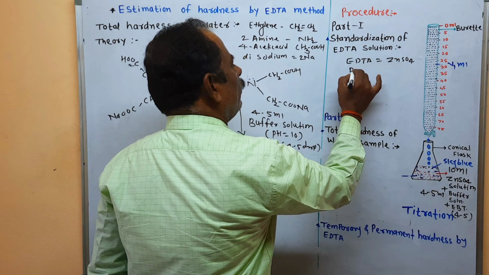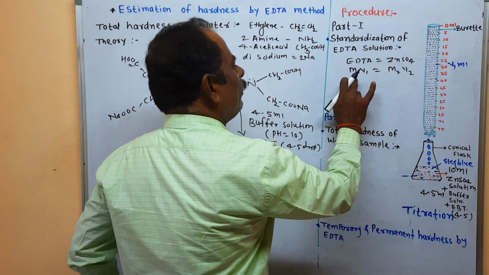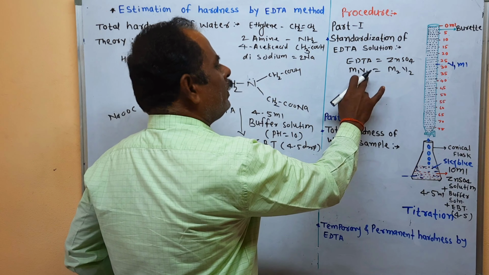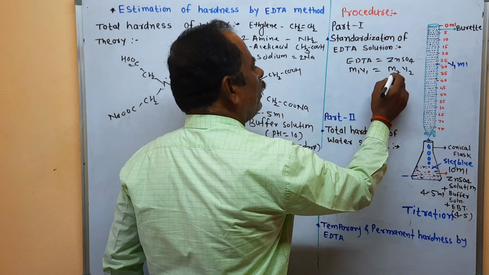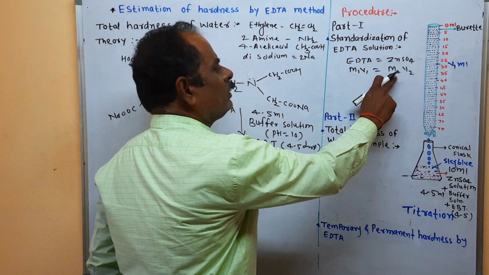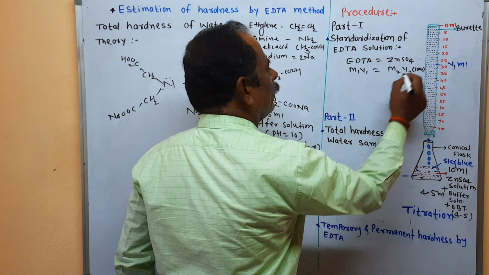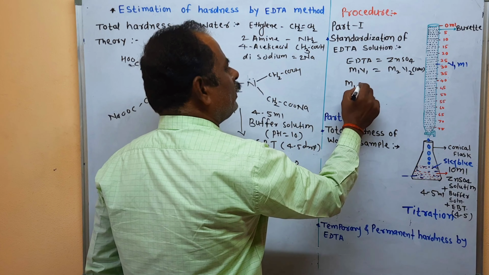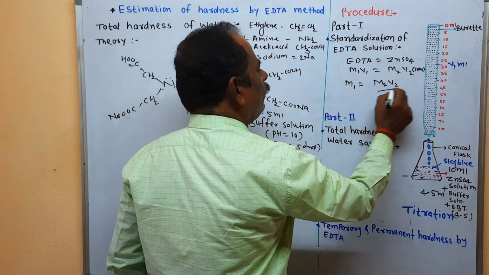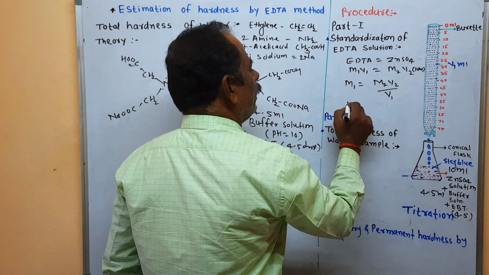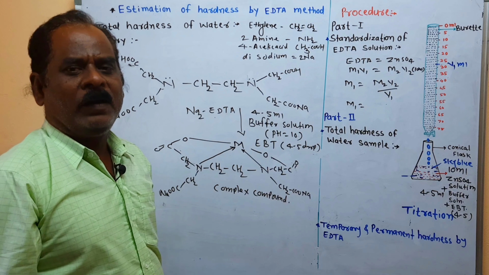Therefore, M1 V1 is equal to M2 V2. Here M1 is the molarity of EDTA. V1 means the burette reading, the volume from the burette. M2 is the molarity of zinc sulfate, which is known. V2 means the 10 ml pipetted solution. Therefore, M1 is equal to M2 V2 divided by V1. The values of M2 and V2 are known and V1 is known, so calculate M1. This is the first part.